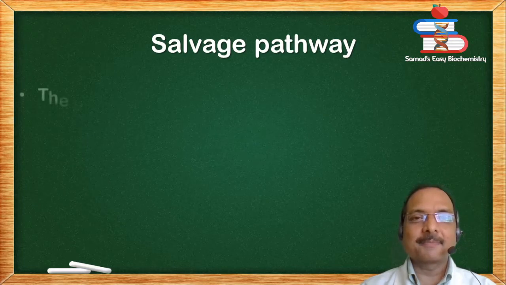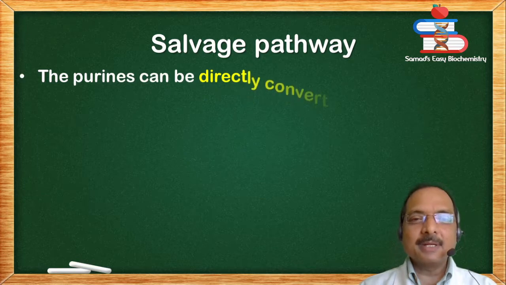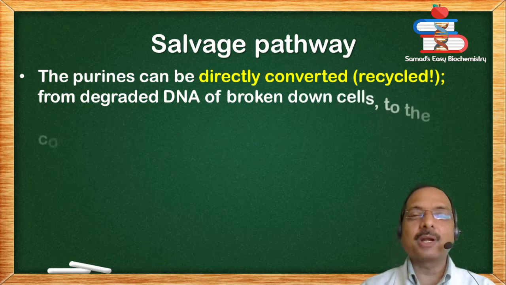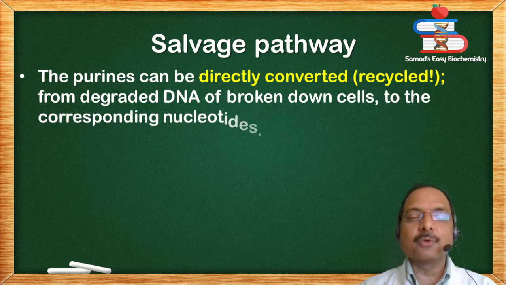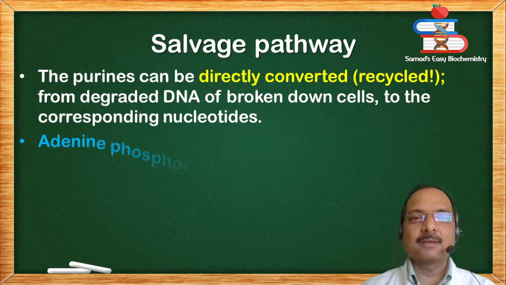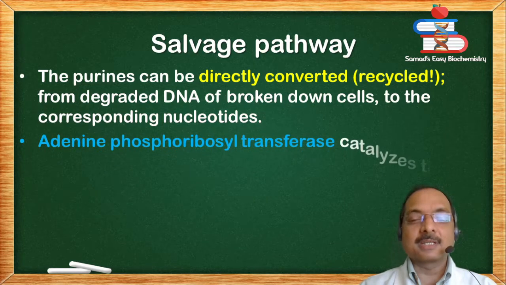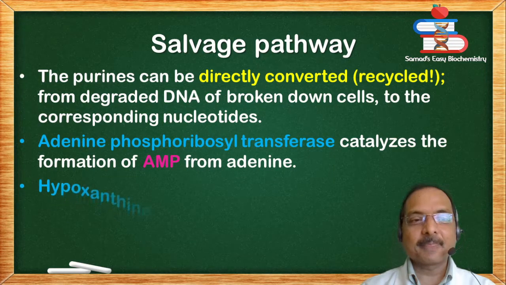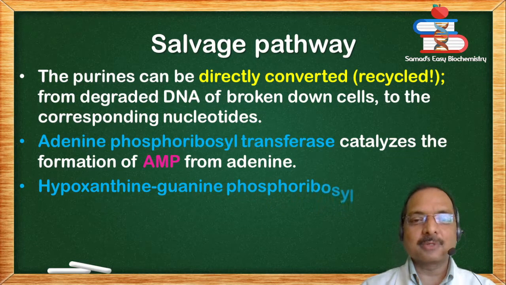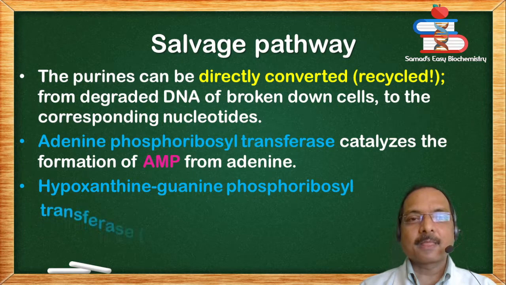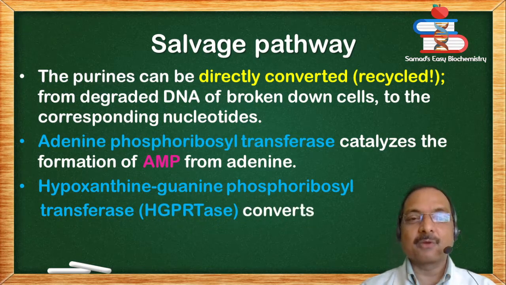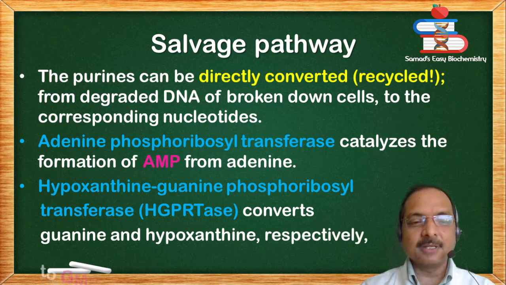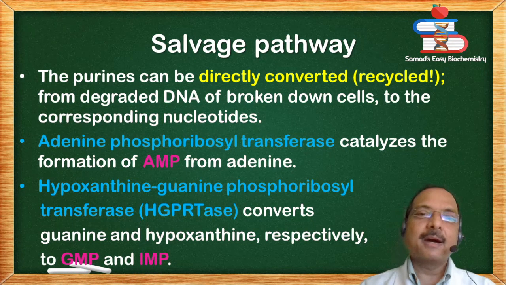Salvage pathway. The purines can be directly converted or recycled from degraded DNA of broken down cells to the corresponding nucleotides. Adenine phosphoribosyl transferase catalyzes the formation of AMP from adenine. Hypoxanthine guanine phosphoribosyl transferase, HGPRTase enzyme, one of the very important salvage pathway enzymes, converts guanine and hypoxanthine respectively to GMP and IMP.